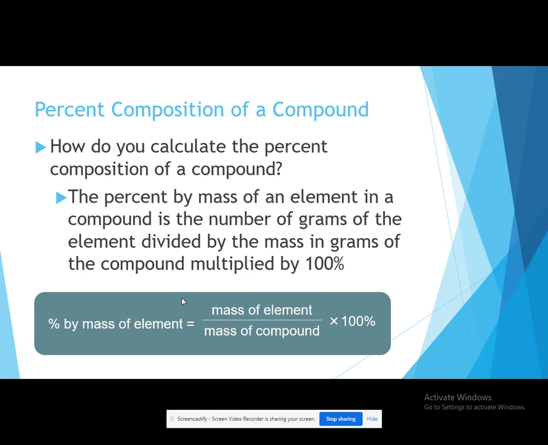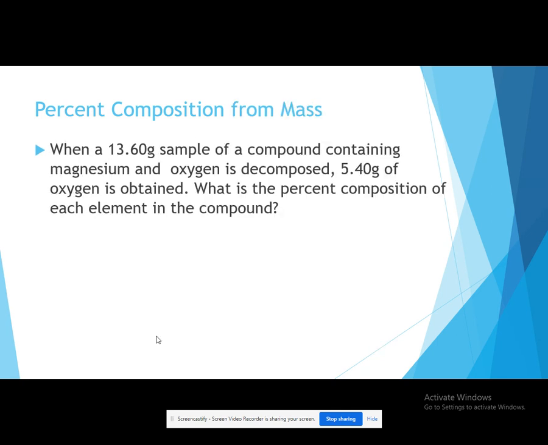So how do you calculate the percent composition of a compound? Like I said, there are two ways. The first way is the percent by mass of an element in a compound is the number of grams of the element divided by the mass in grams of the compound multiplied by 100. So if you're given the mass of an element and the mass of a compound, you can divide those two, multiply by 100, and that gives you the percent of an element. Let's actually take a closer look at that.